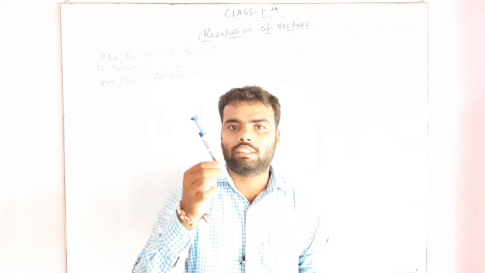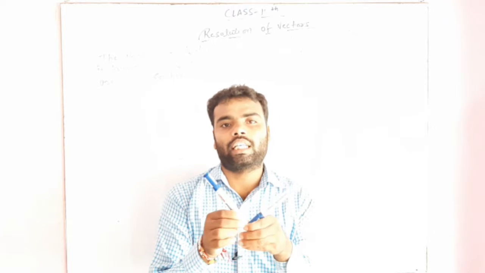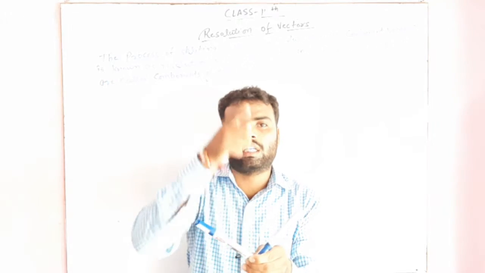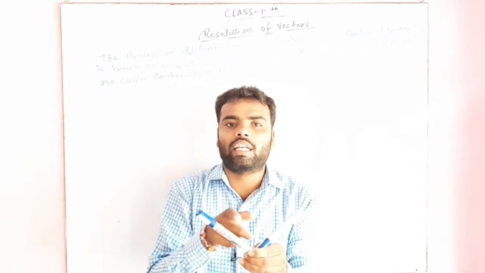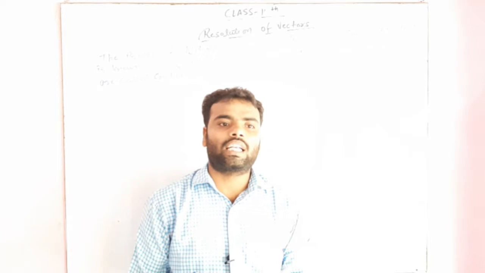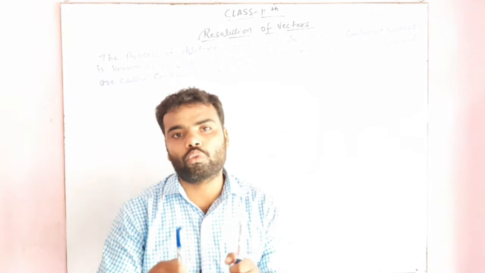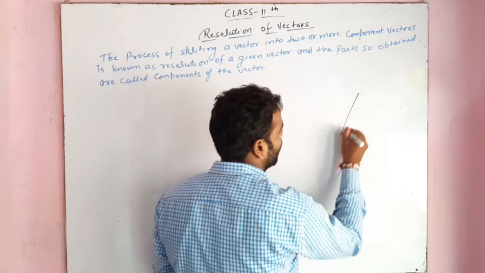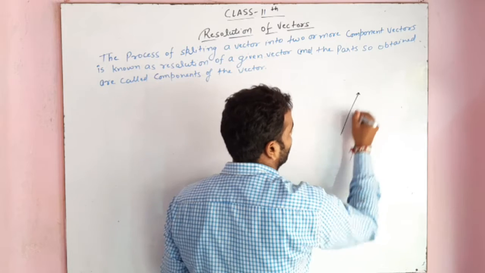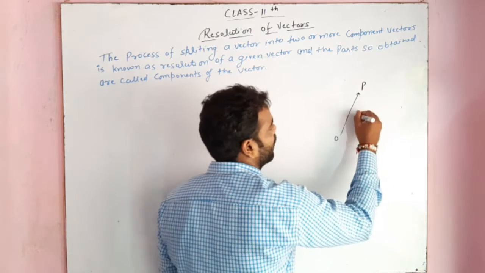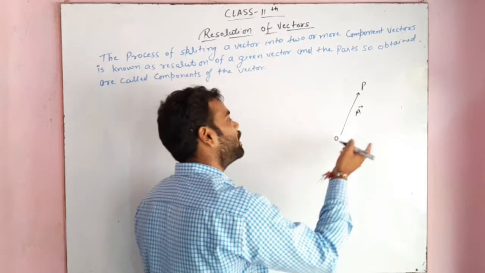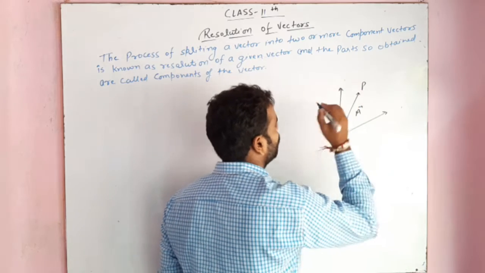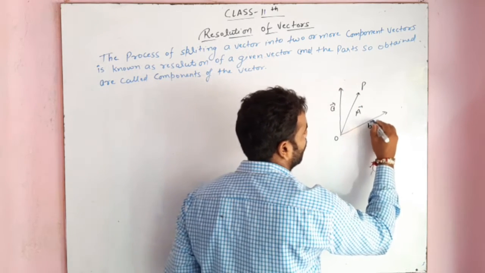We know that, let this be vector a and this be vector b, then their resultant can be defined by this line. This line will represent the resultant of vector a and vector b. Now a resultant vector can be divided into two of its components. So let this OP line represent the vector a, and this vector a can be split up into two component vectors. So this will be vector a and vector b.